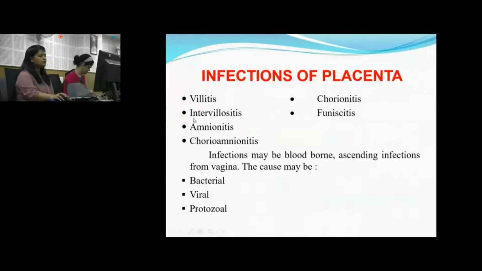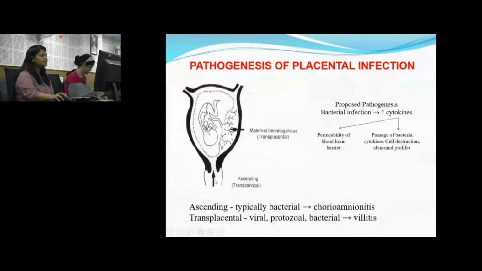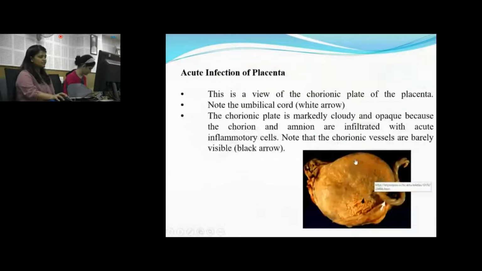Now, when we talk about the barrier, we know the placenta is actually not totally safe from infection. So there are various infections, which may be bacterial, viral or protozoal, which can happen in the placenta. They may be ascending infections, that is through the vaginal route, or from the maternal blood, that is the transplacental route. So during infection, the placenta actually looks like this. There is a cloudy and opaque chorionic plate, and you can see the infiltrating cells under the microscope, and the chorionic vessels here are barely visible.